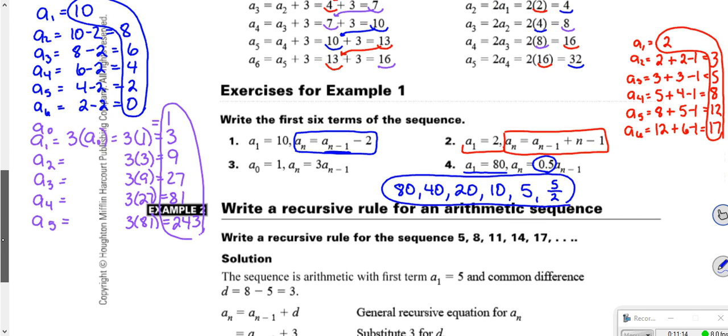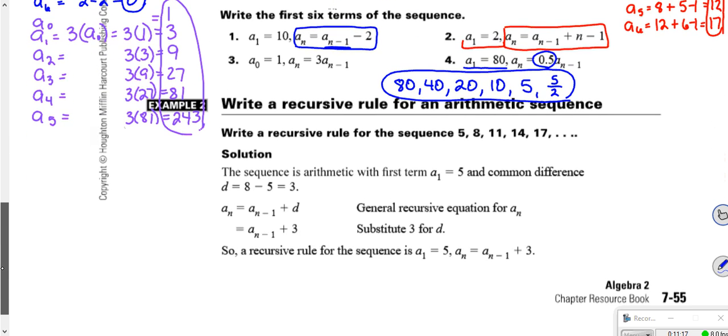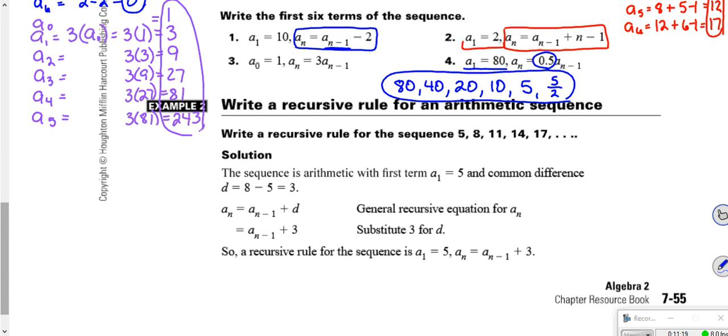Next one, once you kind of know what you're doing, you can just go from one to the next. Now, we can use the basic formulas to try to write the recursive rules. They give us the sequence, we write the rule. The first thing that jumps out at me on this one is that 5 plus 3 is 8, 8 plus 3 is 11, 11 plus 3 is 14. So it looks like my D is 3. That is definitely an arithmetic sequence, not geometric.